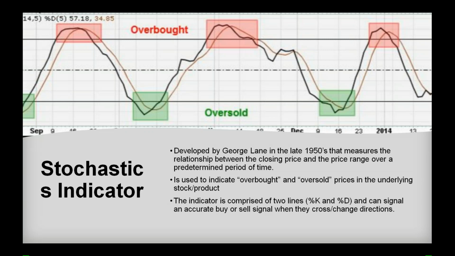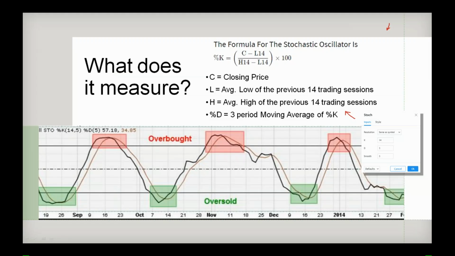And this was developed by George Lane. It's kind of that traditional, is it overbought, oversold? The indicator is comprised of two lines, %K and %D, and can signal buy and sell. So notice the crossover system. Crossover to a buy, crossover to a sell, where the two lines cross each other. Now, if you get a buy signal in the oversold or a sell signal in the overbought, that's designed to be better and more accurate in terms of the signal.